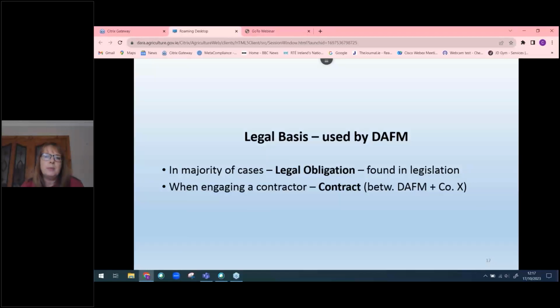So the legal basis used in the majority of cases, as I mentioned, is legal obligation. Also, the legal basis we use in some cases, or in a lot of cases, can be contract. So it's when the department enters into a contract with a company for goods or services, and we must give over personal data for that to be carried out.